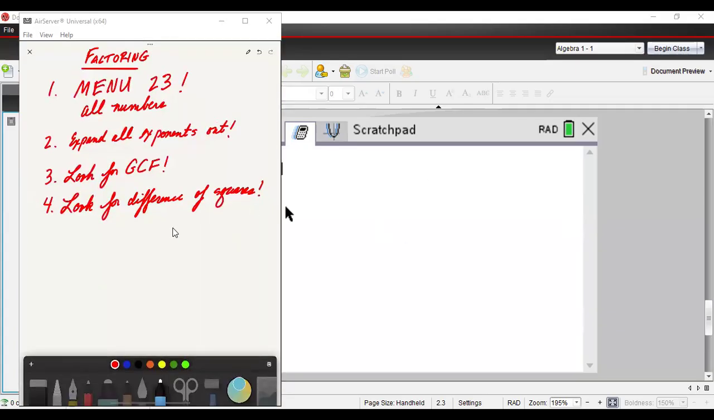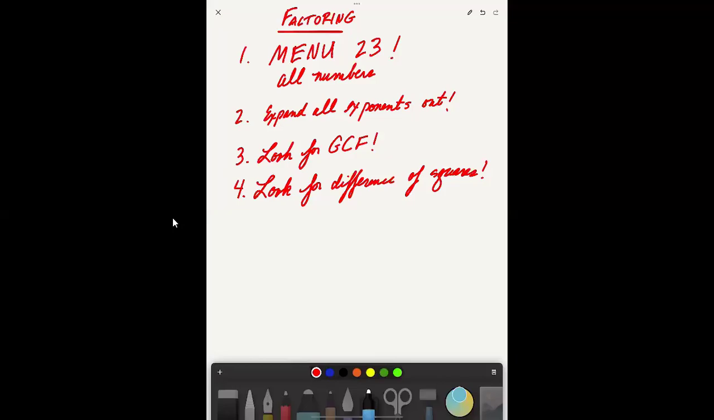So on the screen is my iPad. Now here's the steps. When you're factoring, one of the things that we're going to be using is menu 23. We used that when we were doing quadratics and simplifying radicals. We're going to use it for factoring as well. We need to find the prime factors because once we have those, we can find GCFs. We can also see if we can use difference of squares. So first of all, menu 23 on all numbers, expand all of the exponents out. Then we're going to look for the GCF, pull the GCF out, and then whatever is left, check to see if you can use the difference of perfect squares on that, and then you'll be done.